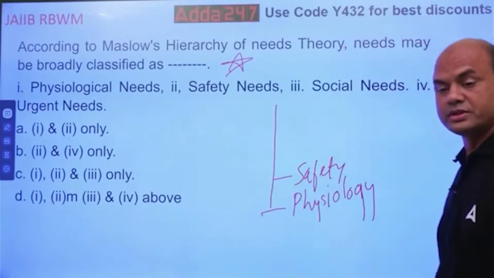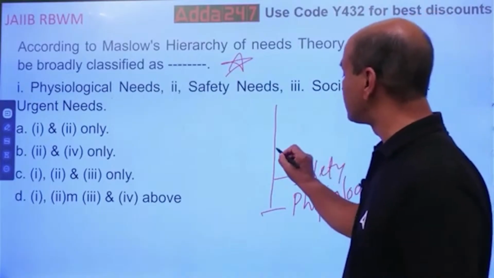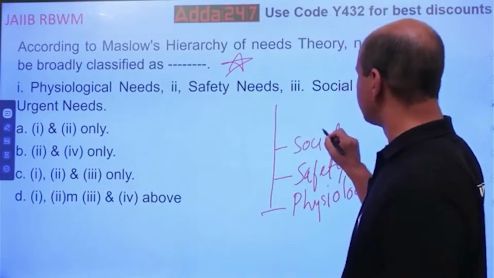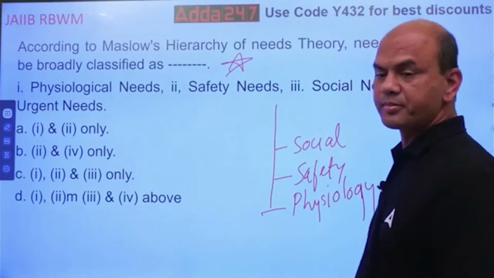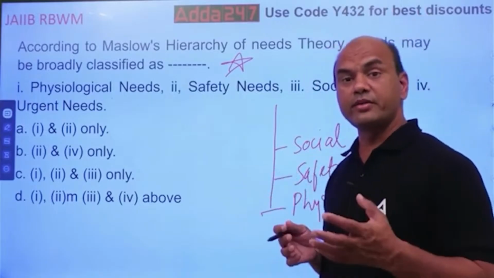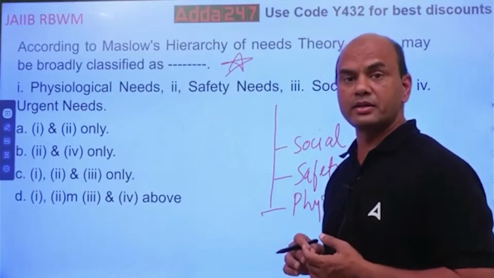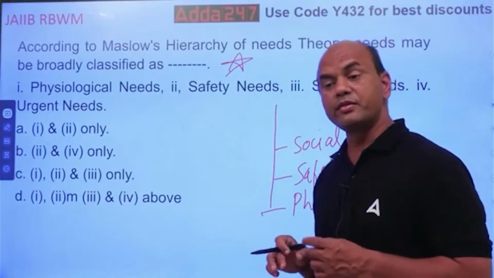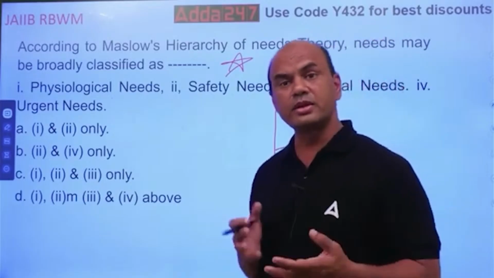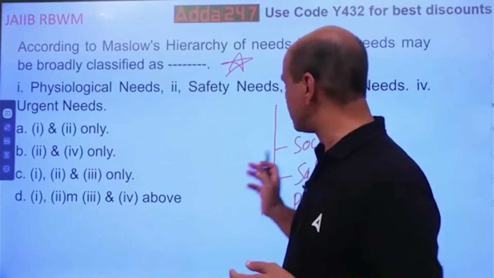Okay, so physiology is first, safety is second, and the third one is social. Here the person becomes richer. Social means here the customer is able to invest more. He has more money, he has moved higher in the job category. So when the customer has more money, the customer will be able to spend more money. This is known as social.